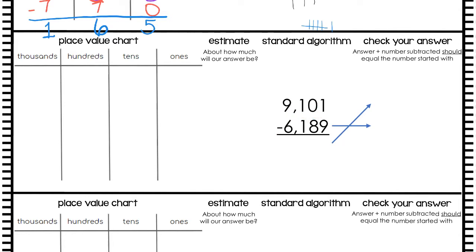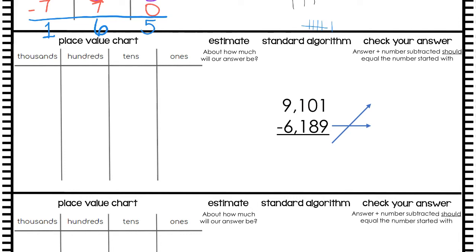9,101 minus 6,189. Now when I look at this, I see immediately, 101, the 1 is less than 9, the 0 is less than 8. So I know I'm going to have to do some regrouping here for sure.